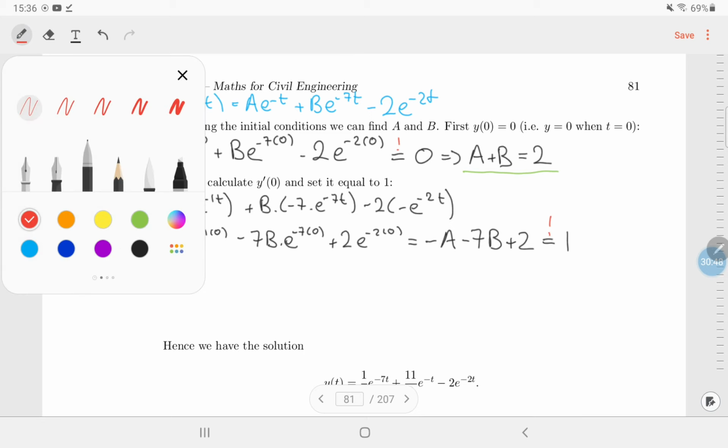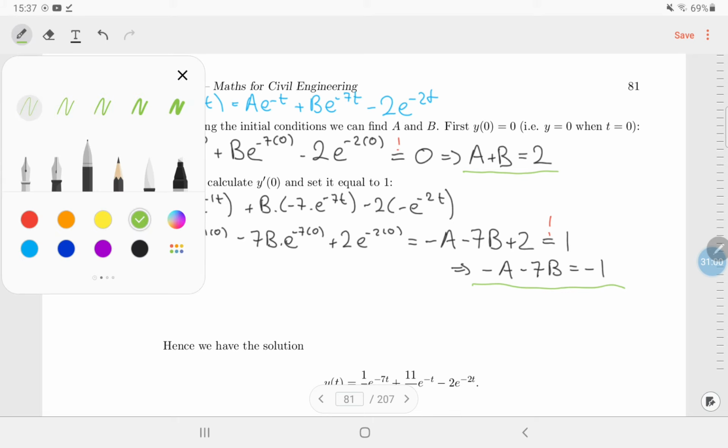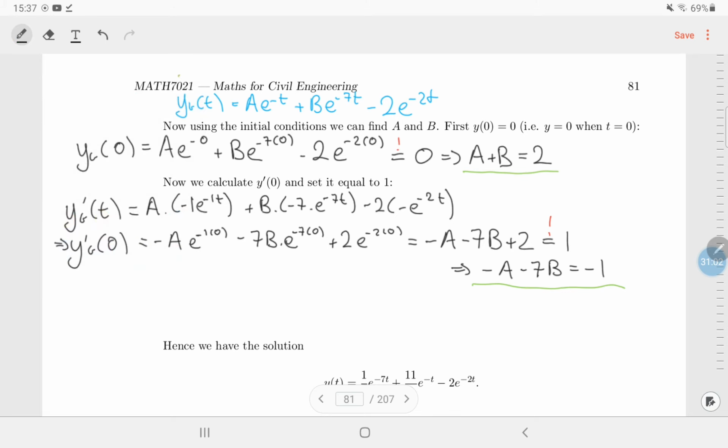Now I'm going to make a nice little equation out of that. I'm going to keep the minus a. Minus a minus 7b, take away the 2 from both sides, I get this. Now I'm going to add the two equations in a and b together. Hopefully I haven't made a stupid mistake. So I add them together and I get a minus a is 0, b minus 7b is minus 6b, and 2 minus minus 1 is equal to 3.